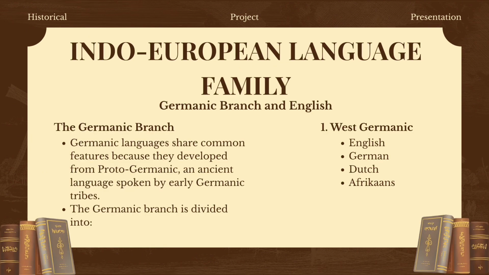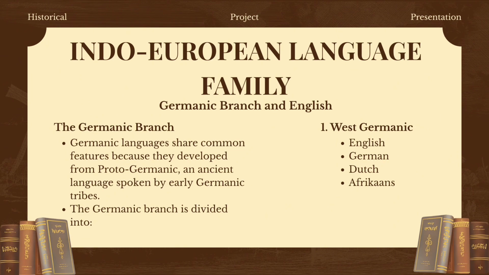Next, we have the Germanic branch. Ano nga ba yun? So ang Germanic branch, it developed from Proto-Germanic, which was an ancient language spoken by early Germanic tribes. Because these languages came from one common ancestor, they share similarities, again, in vocabulary, sound, structures, and grammar. So yung Germanic branch is divided into 3 groups.